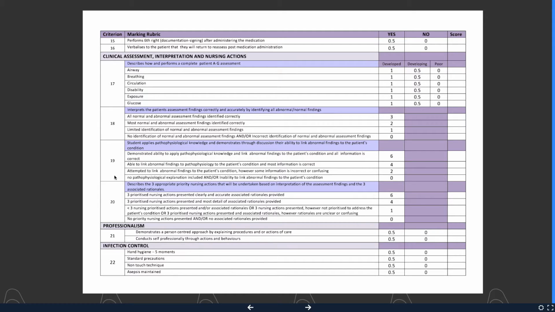So let's have a look at 19, and if we can see, this is where the pathophysiological knowledge is really going to be critical. And based on the outcomes from last OSCE in autumn session, this is probably the section that most students found the most challenging.